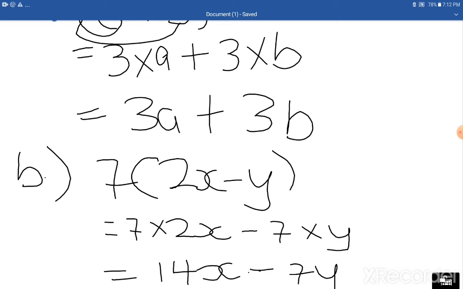So, minus 7 times y. That's just the same thing we practically did up there. Just add the number and the letter, put them together and put them down there. The minus sign should not confuse you. The minus does not have anything to do with it. When we go deeper, we will understand that the minus has nothing to do with the expression on its own. So 7 times 2x is 14x.